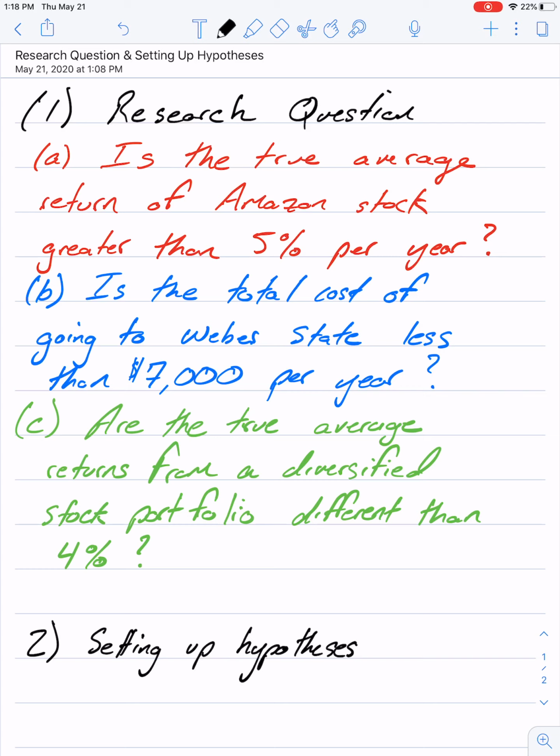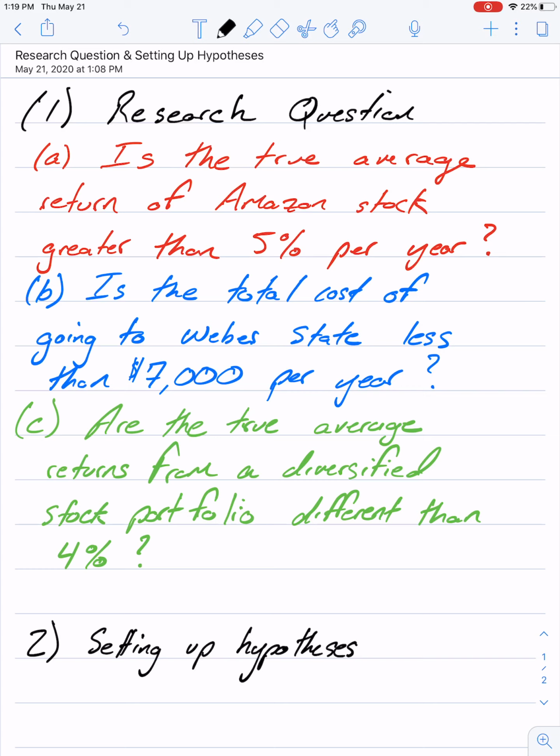Maybe you have a different opportunity to invest in something that you're pretty sure will be 5% return per year. Well, then you'd want to compare any other potential investment to that. Maybe Amazon stock is one of those comparisons you'd like to make. So it's a totally reasonable question. You might want to know, is the true average return of Amazon stock greater than 5% per year? So that's question number 1 that we're going to work on, or question A, I've labeled it.